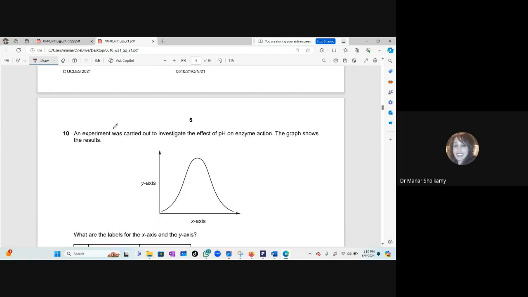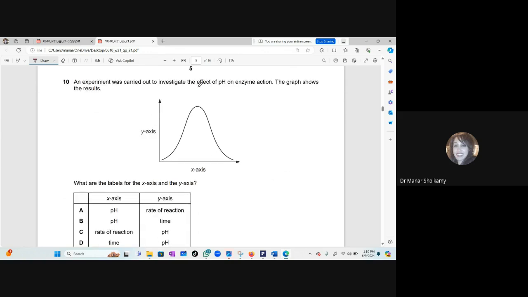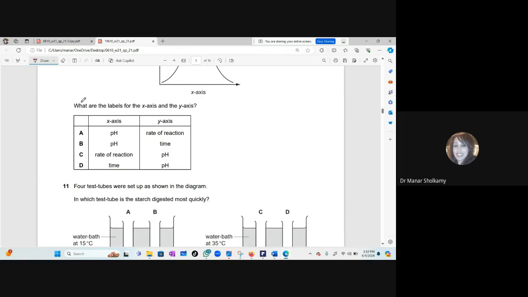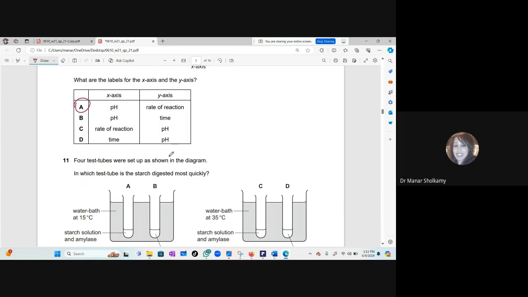An experiment was carried out to investigate the effect of pH on enzyme, and the graph shows the results. So this is the x-axis and the y-axis, the traditional graph that we know very well. What are the labels for the x and the y? What will be plotted on the x? pH. Correct. And the y? Rate of reaction. Very good.